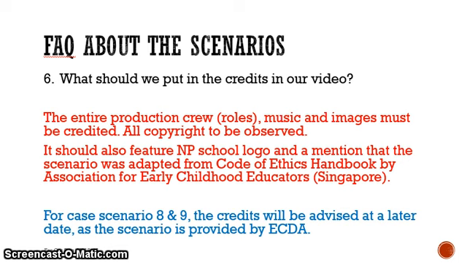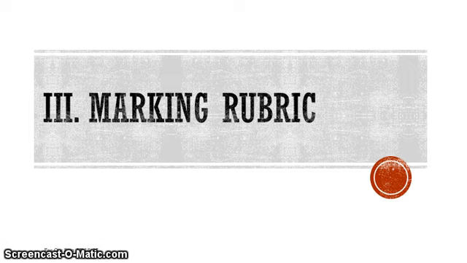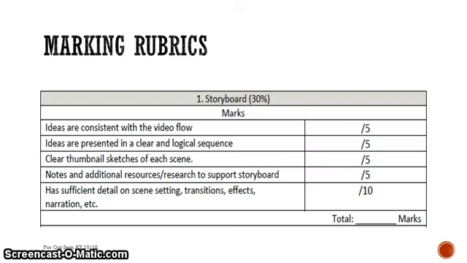Okay, your credit should also feature the NP school logo and a mention that the scenario was adapted from the Code of Ethics Handbook by ACES if you are choosing case scenario 1 to 7. For 8 and 9, we'll advise you at a later stage how you should credit, because the scenario is provided by ACTA. Okay, next we'll talk about the marking rubrics.